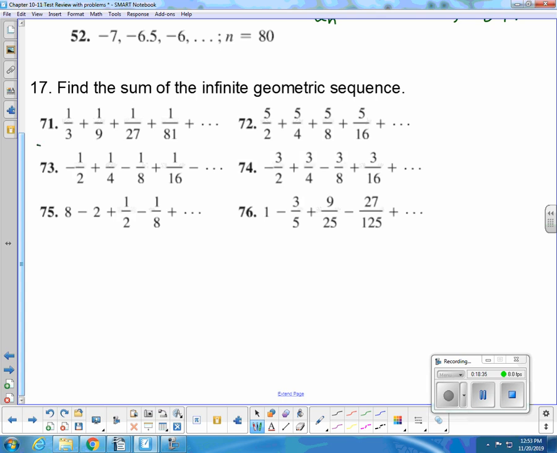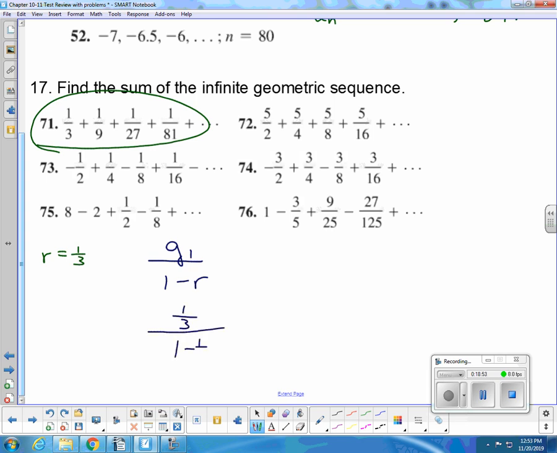Number 17. What is the R value? What are we multiplying by? 1/3. So this is a really, really easy formula. It's the first term over 1 minus R. So the first term is 1/3 over 1 minus 1/3. Is that an A sub 1? G sub 1, I'm sorry. In our old book, there was always G subs for geometric and A subs for arithmetic, and that's how I just always put it.